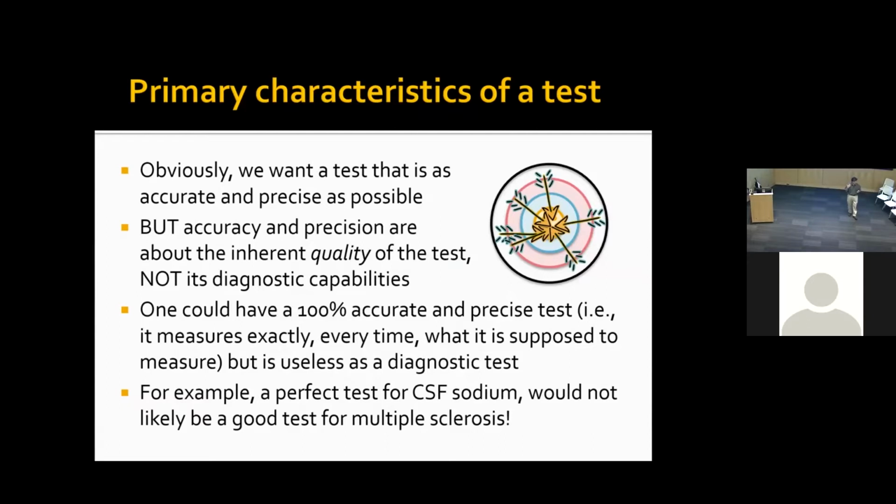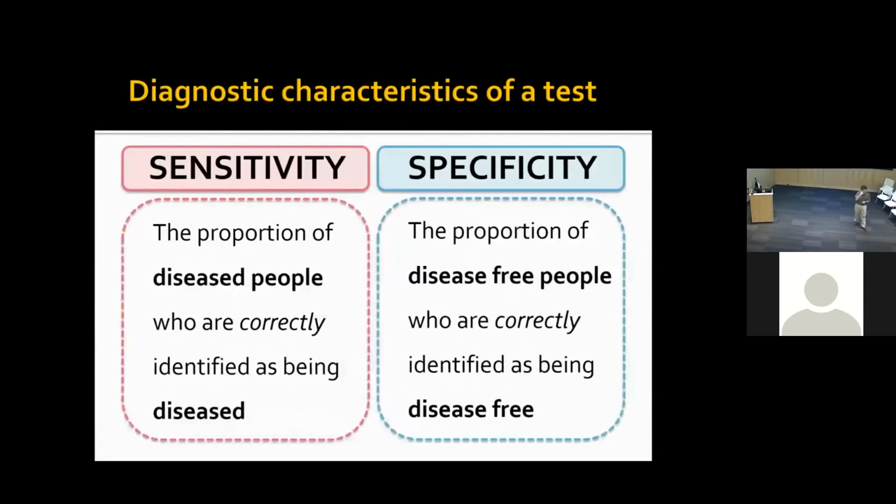So what we get at when we want to know that part of it? Does this test work for the disease that we're talking about? Well, that's where the sensitivity and specificity come in. And these are the diagnostic characteristics of the test rather than the primary characteristics of the test.